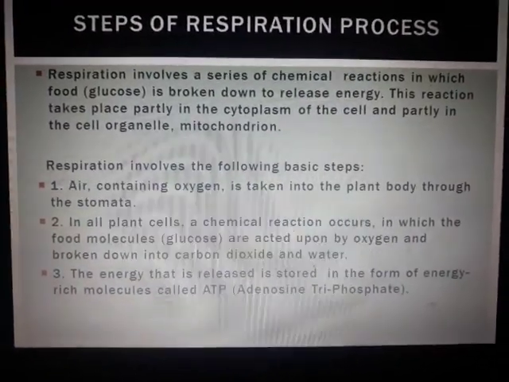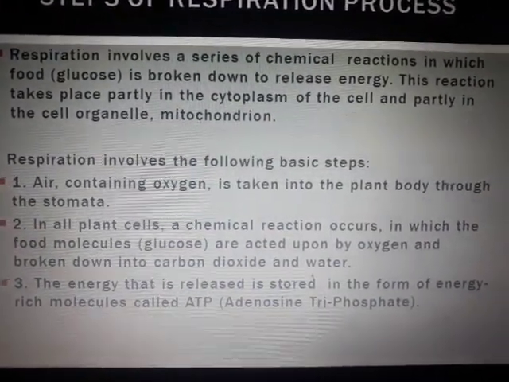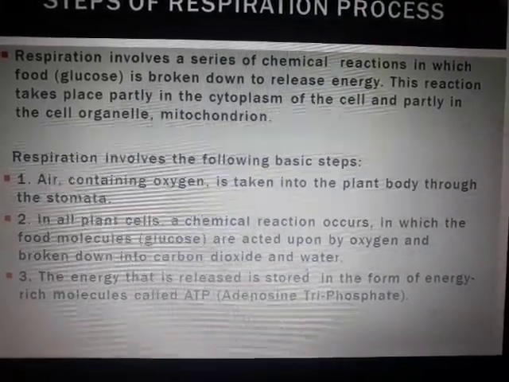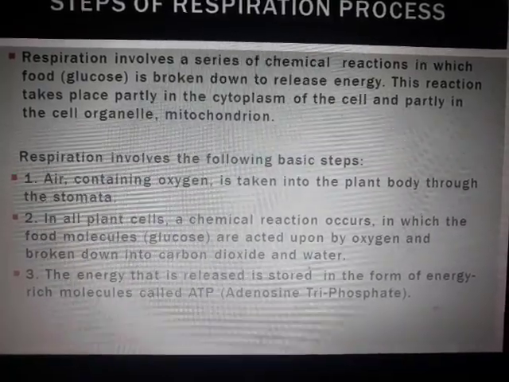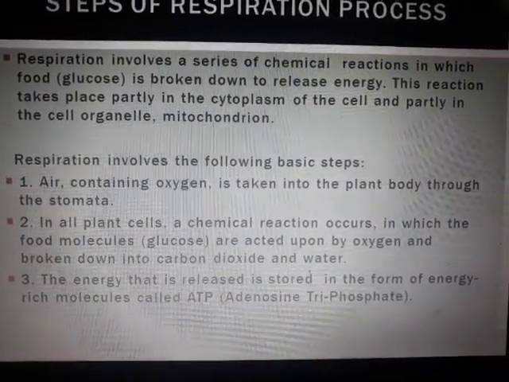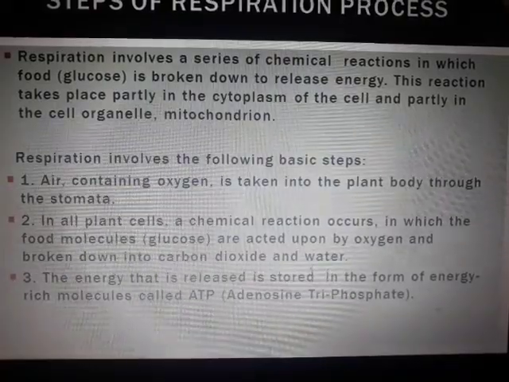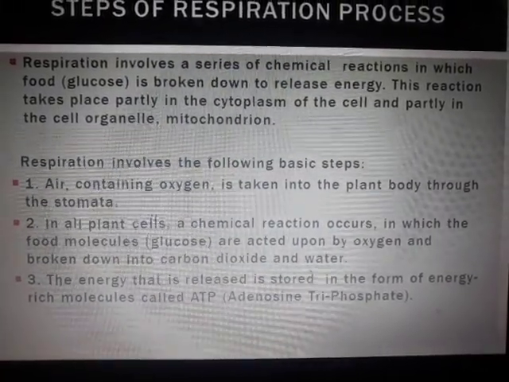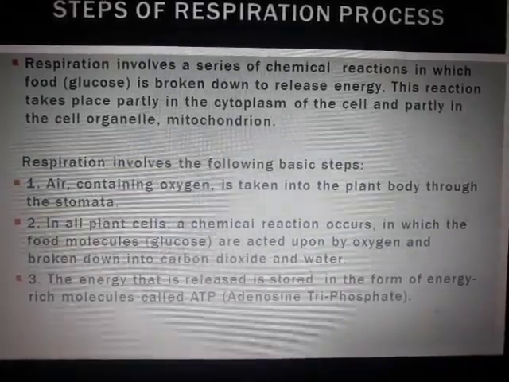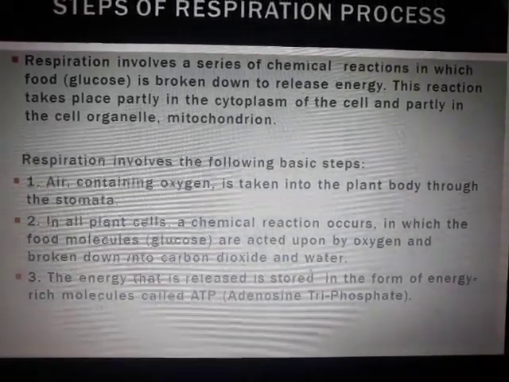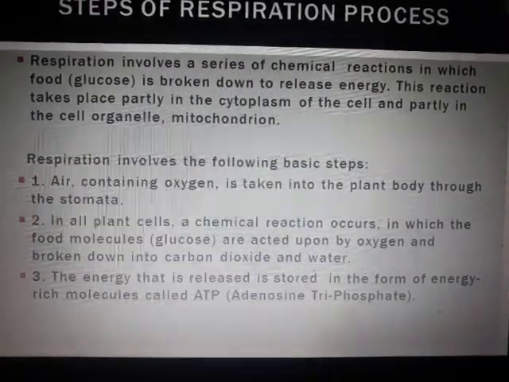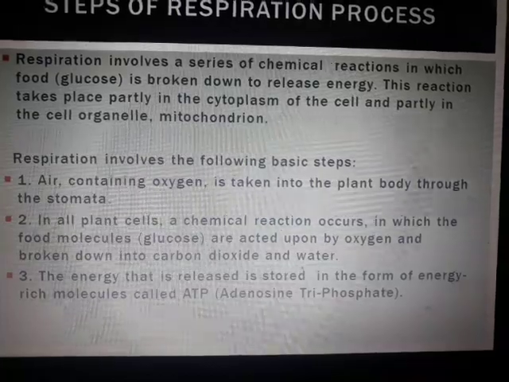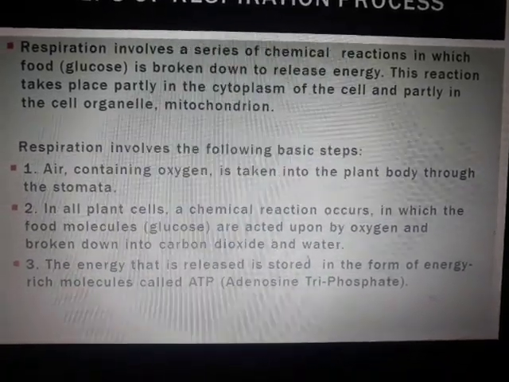So what are the steps of respiration now? Respiration involves a series of chemical reactions in which food is broken down to release energy. So it is not a single step, it consists of a series of steps. This reaction takes place partly in the cytoplasm of the cell and partly in the mitochondria, which is a cell organelle. So when I said a series of steps, in short it is two steps: first in the cytoplasm, second in the mitochondria.